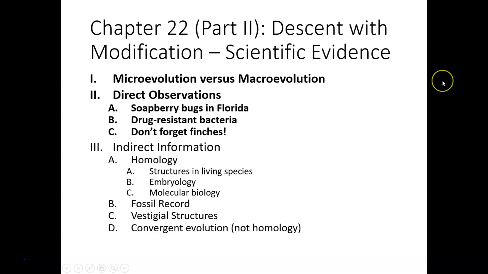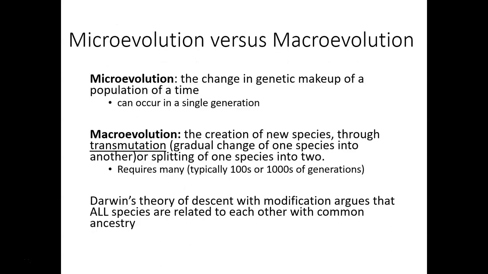For part 2 of chapter 22, we are going to discuss microevolution versus macroevolution and observations and other kinds of evidence for evolution. Remember that the book defines evolution as descent with modification.